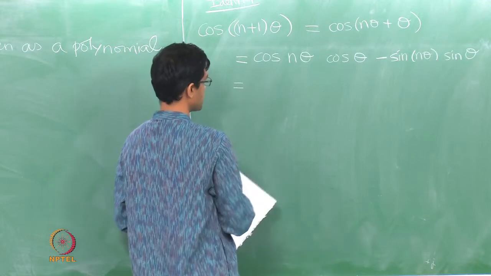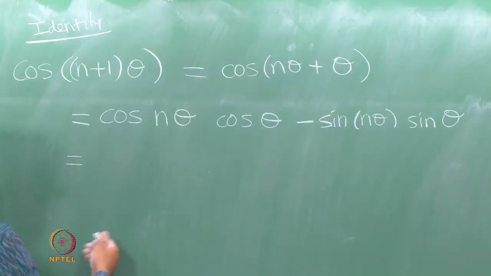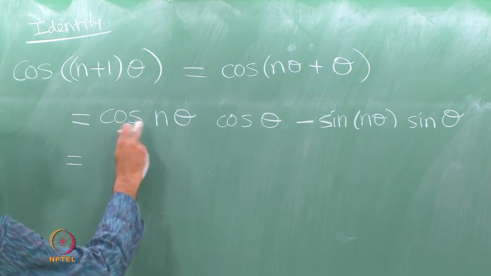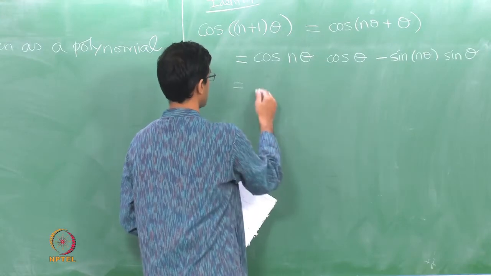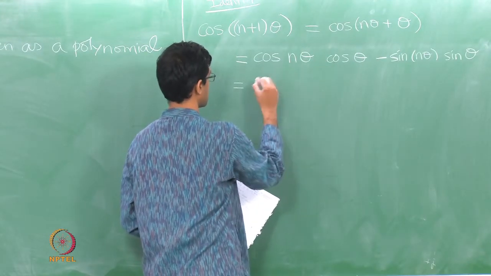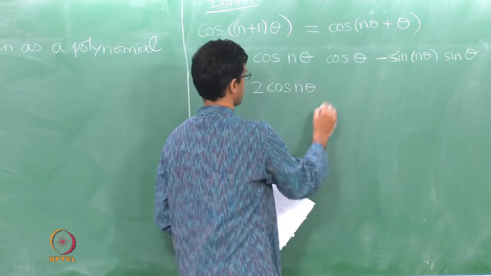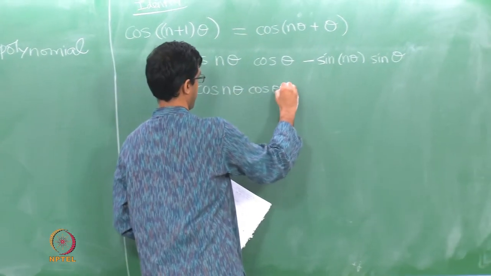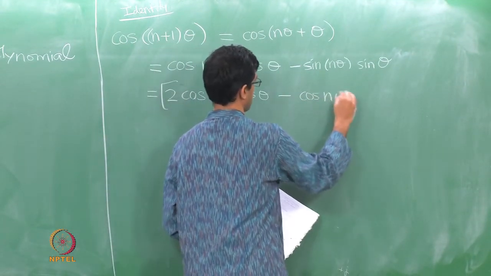What we will do with this is the following. Just a small trick to manipulate this. Let us add and subtract a cos n theta cos theta, the first term. So I will rewrite the first term, I will add another copy of the first term and subtract out what I have added.